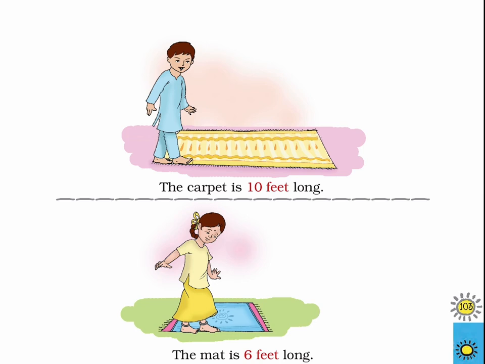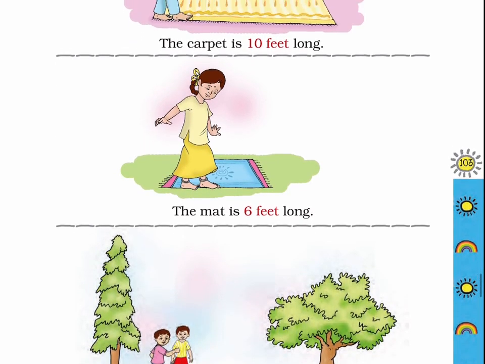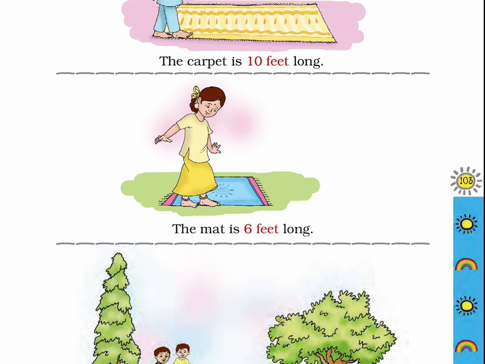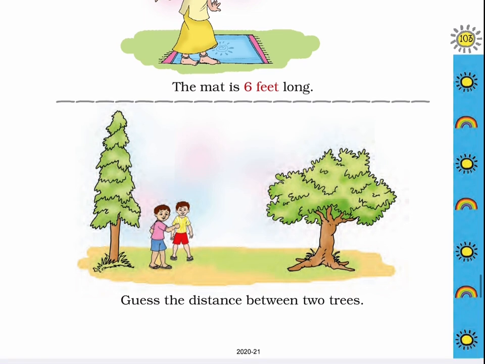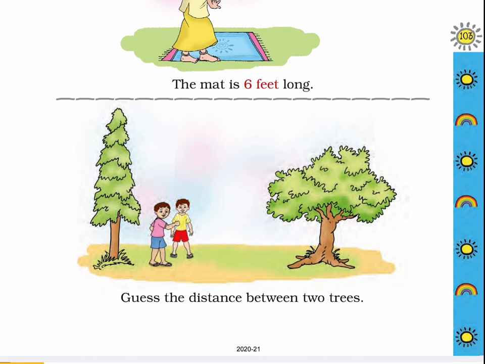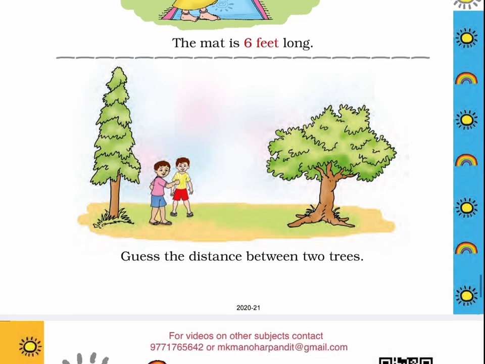Part 2 picture shows a girl measuring a mat with her feet. The mat is 6 feet long. This is written beneath this picture. Part 3 picture shows 2 boys standing near a tree, and another tree is shown at a distance from tree 1. You have to guess the distance between the 2 trees.